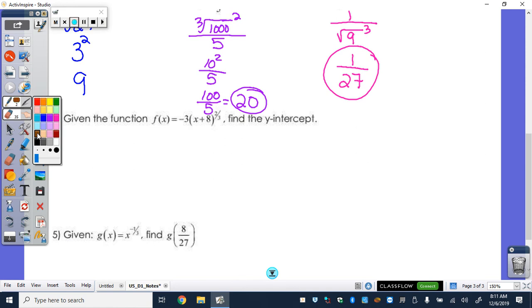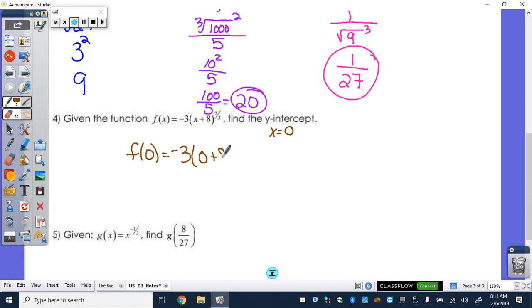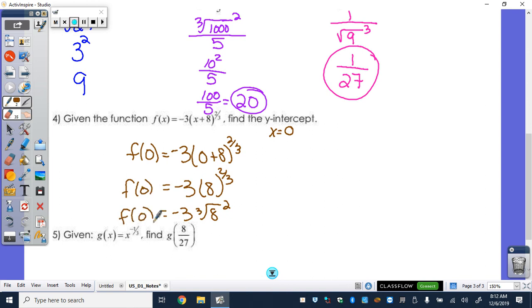Given the function there, find the y-intercept. Y-intercept, remember, is when x is a 0, so we're going to plug in a 0 here. So that's negative 3, and then it's 8 to the 2/3. So that means it's the cube root of 8 squared. So the cube root of 8 is a 2. 2 squared gives us a 4. So negative 3 times 4. So the y-intercept would be at negative 12.